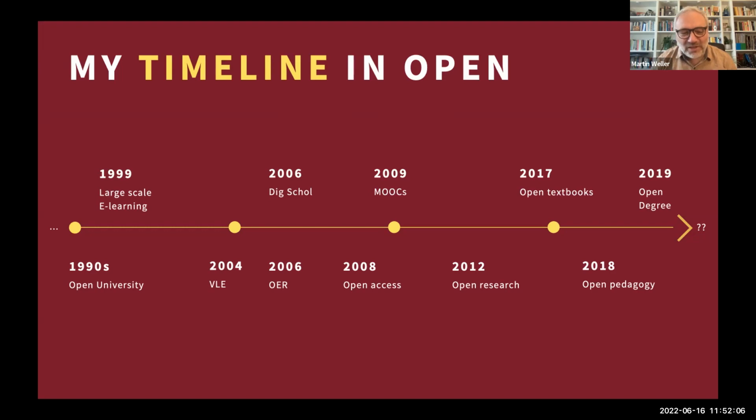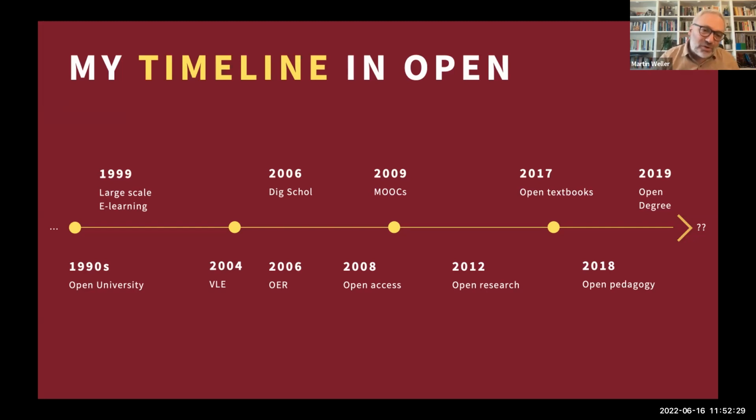Up until the mid-1990s, people tended to think of open education as open universities, an open access way into education. So the Open University is part-time study, you don't need any qualifications to enter, so it's open entry, and it's distance education, so you don't need to come to a campus. So it's a way of opening up education to people.